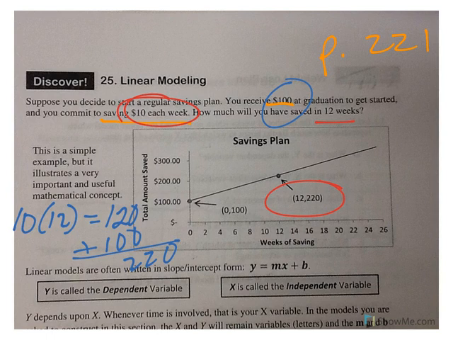Now, a couple terms that are really important that you're going to need to know fall down here below this graph, and you will see the dependent and independent variable. The x is always going to be the independent variable, and we know that on a graph, the x is the horizontal axis. So in this case, the weeks of saving is the independent variable, and the dependent variable, which is always y, is the total amount saved.